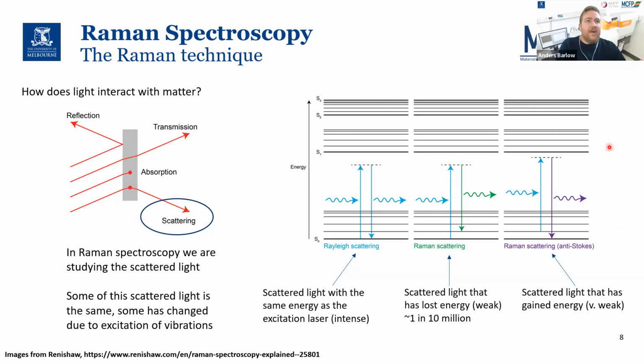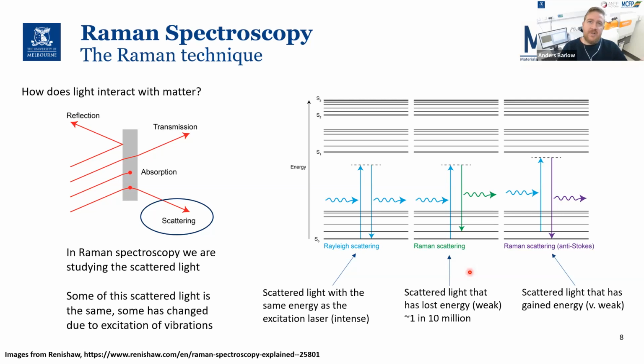And then we have 2 forms of Raman scattering here, Stokes and anti-Stokes scattering. And these are very weak signals. So the Stokes scattering here, where the light loses some amount of energy by inducing a vibration in the material, is a very weak signal. About 1 in 10 million photons will scatter in this particular way. The anti-Stokes Raman scattering is where the light that is emitted has gained some energy, and it is even weaker again compared to this particular Raman scattering.